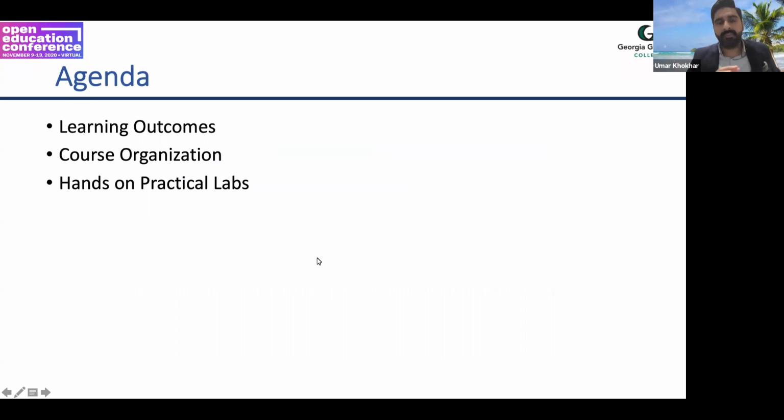So this is our agenda of the discussion. I have three things to discuss, starting with the learning outcomes: after taking the course, what will be the learning, what students can do, and what could be the expectations of the students as well.